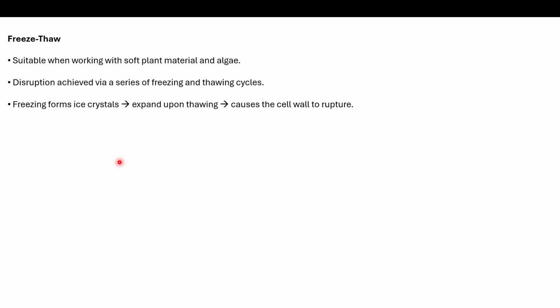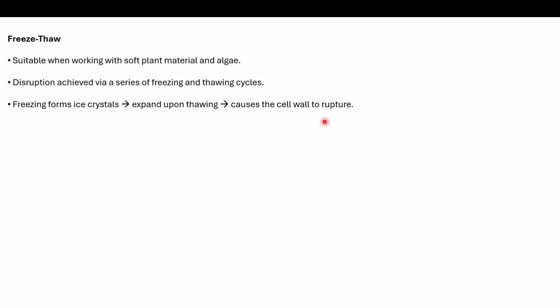Okay, so the same thing you apply here for freeze thaw. This is suitable for working with soft plant material and algae. Disruption is achieved using a series of freezing and thawing cycles. What happens is, freezing forms ice crystals. When we thaw that, it will expand upon thawing and cause the cell wall to rupture.